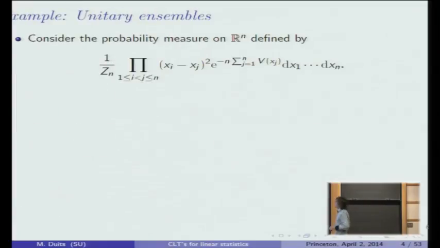Okay, so I want to give one example. The first example is the unitary ensembles that were discussed yesterday. Suppose we have eigenvalues of a unitary ensemble. So we have the Vandermonde squared and this exponential with the confining potential.